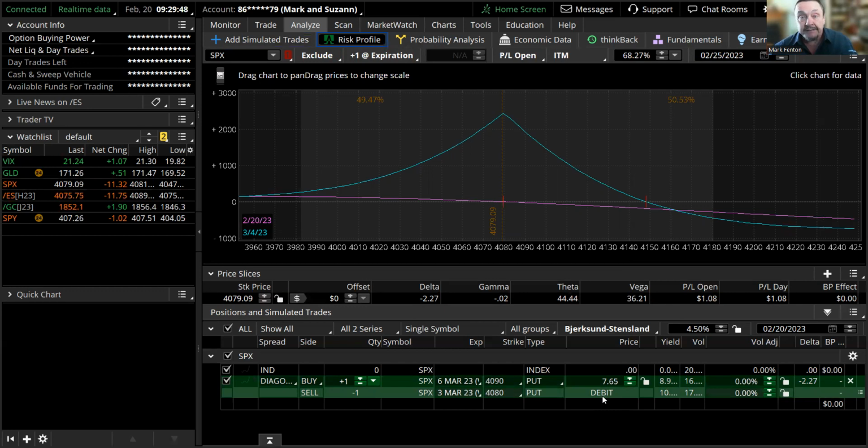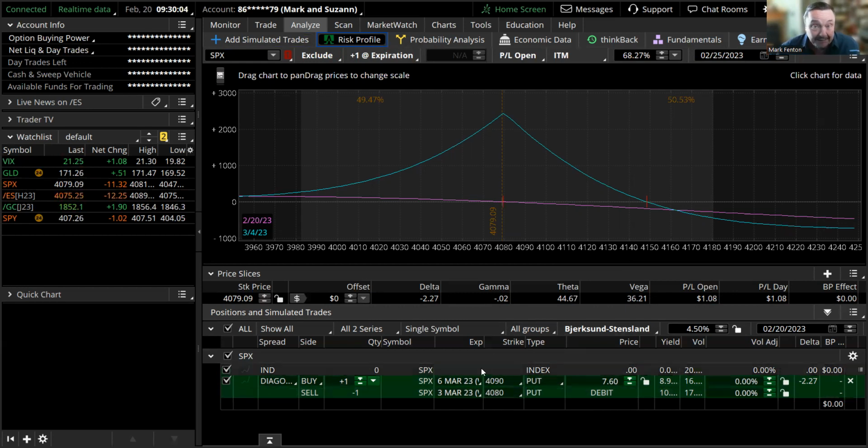Remember, an options contract is 100 shares. So everything you see is times 100. So if you see $7.65, that actually means this trade would cost you $700 or $765.